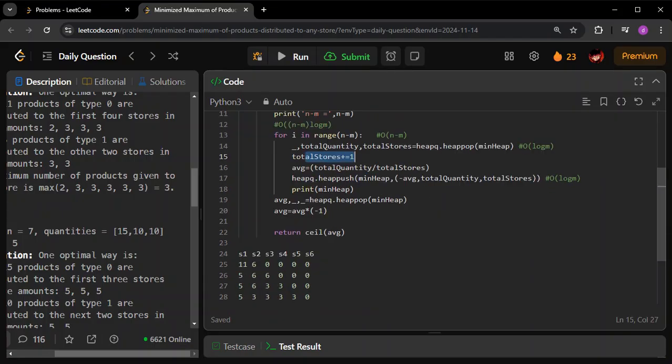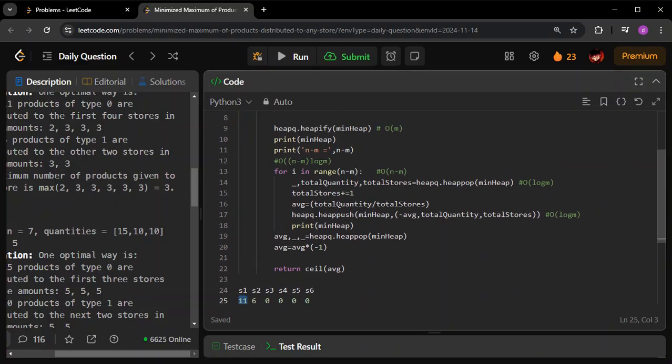So here I'm going to take this 11 out, and now I'm going to distribute it among two. Distributing basically means I'm going to divide the quantity into one more store. So I'm just doing total stores equal to total stores plus one, incrementing this by one. Then I'm again finding the average: total quantity divided by total stores.